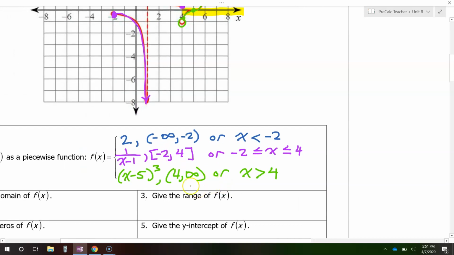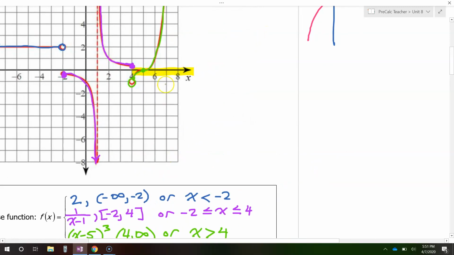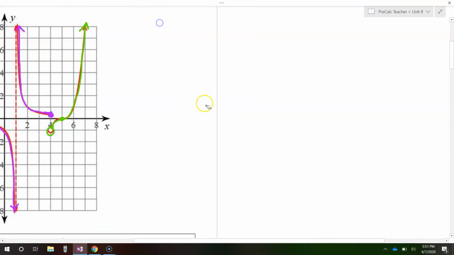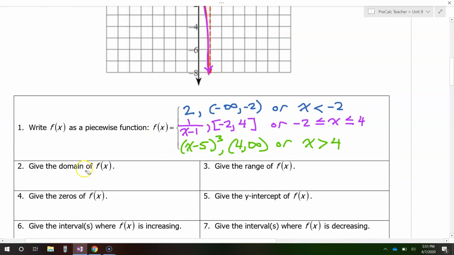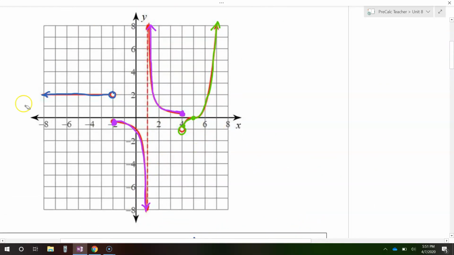Boom! Nailed it. That is the piecewise function. All right, let me just clean this up a tiny bit right before we move on. Okay, now let's talk about the domain of the function. Remember, we're talking about the domain of this function as a whole.